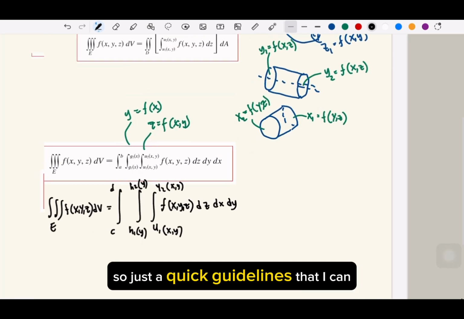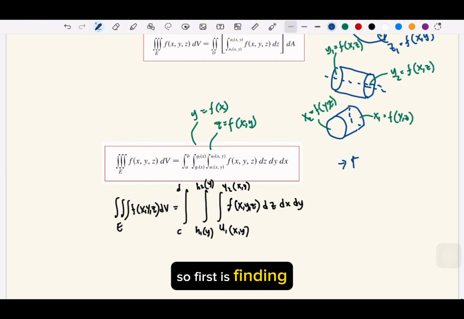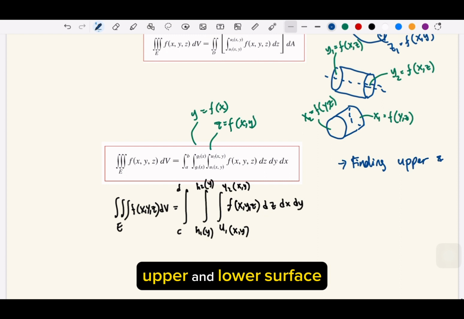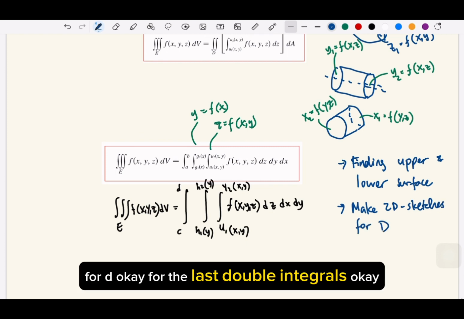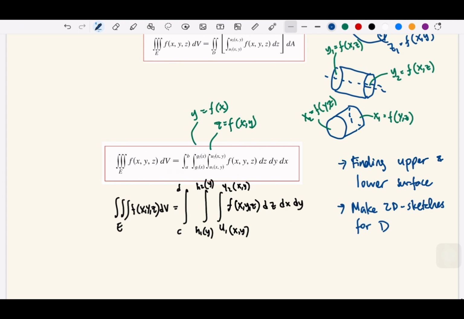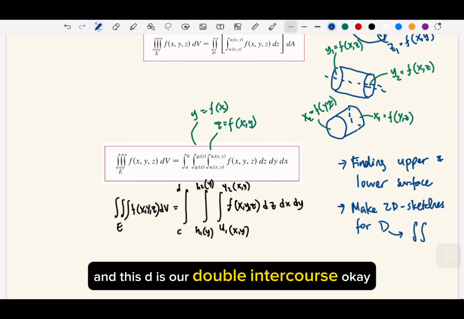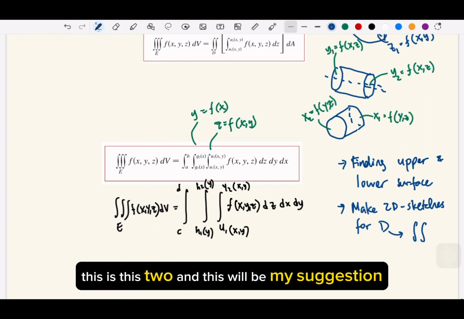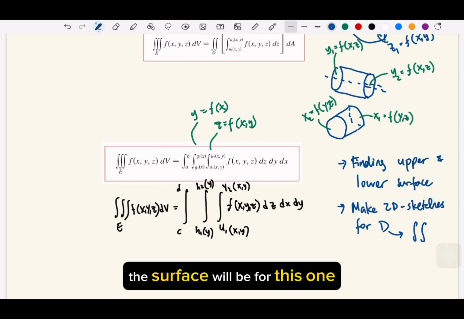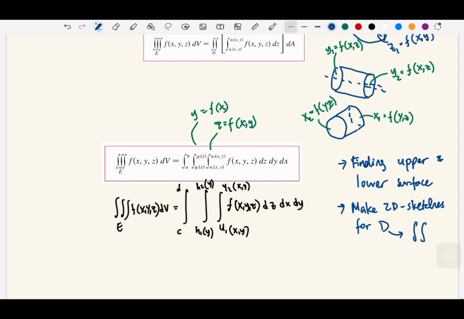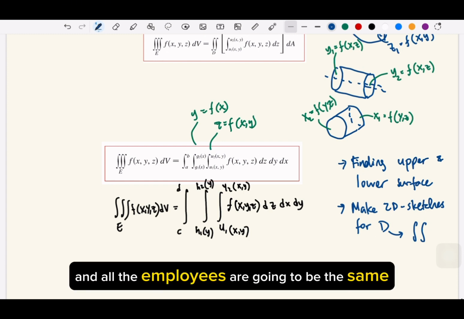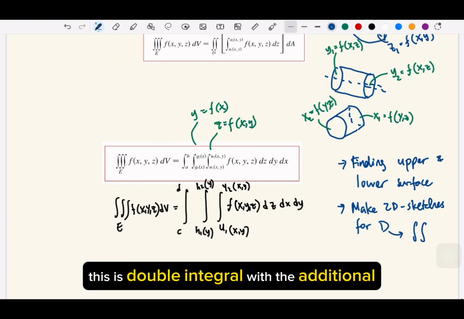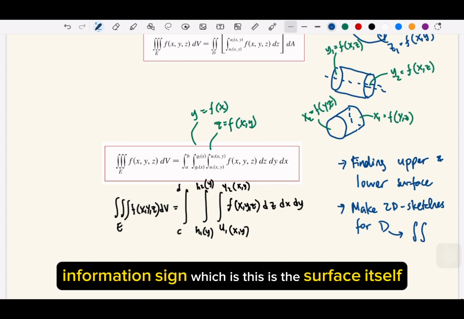So just a quick guideline that I can give you as a tip. So first is finding the upper and lower surface. This is for the boundary. And then make 2D sketches for D, okay? For the last double integrals. And this D is our double integrals, okay? And that's it, just these two, and this will be my suggestion. So first is finding the surface. The surface will be for this one. And then for the last two, these two double integrals, we make the 2D sketches to make sure that we are doing it correctly, and all the endpoints are going to be the same. So basically, this is a double integral with the additional integration inside, which is the surface itself.